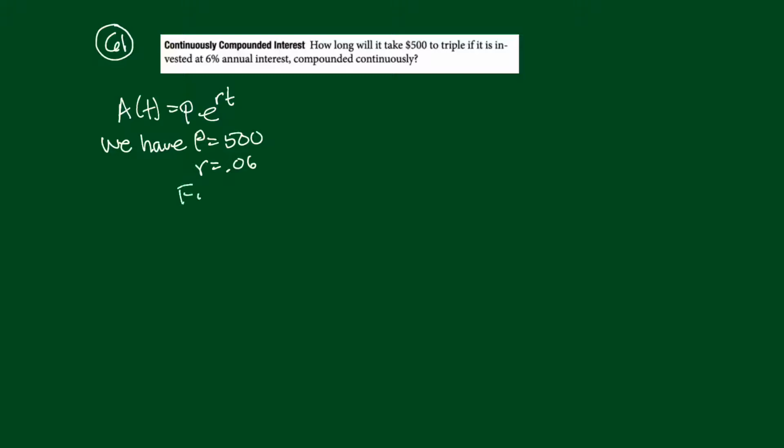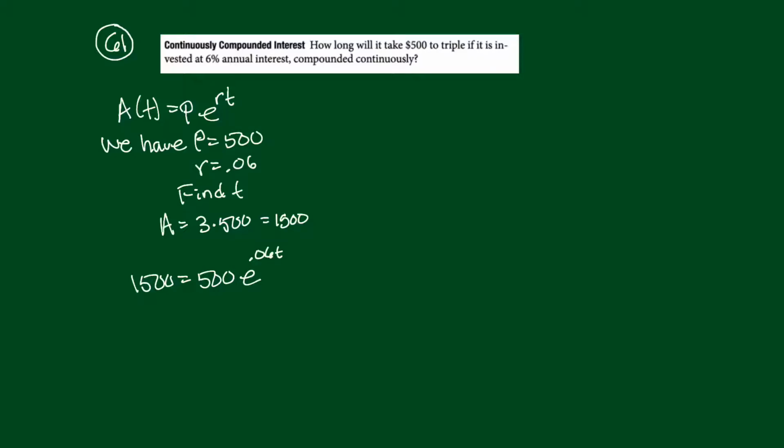And what we want to do is find t, and we also have this, right? We have that A equals 3 times 500, 1,500. So let's put it all in here. We're going to have A of t is 1,500 equals 500 e to the 0.06 t.